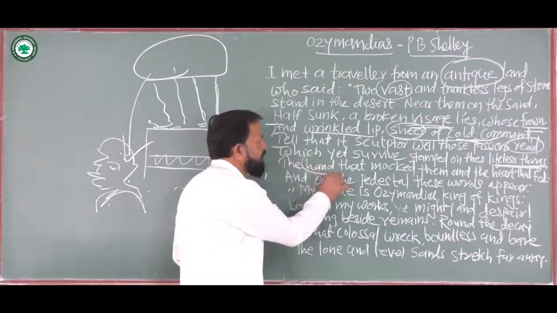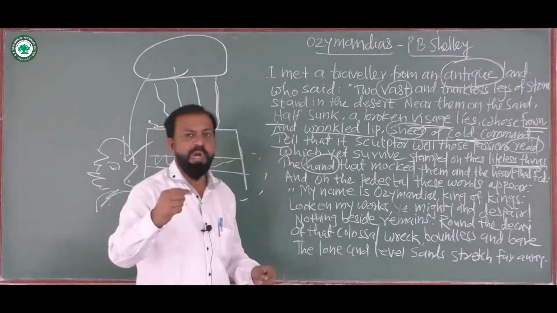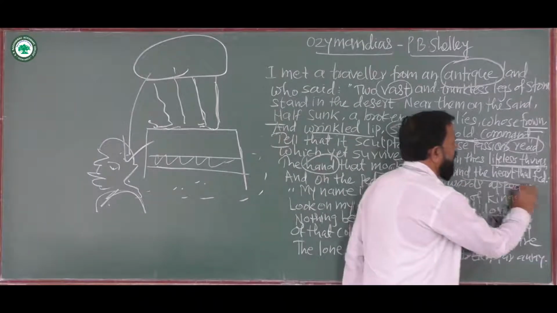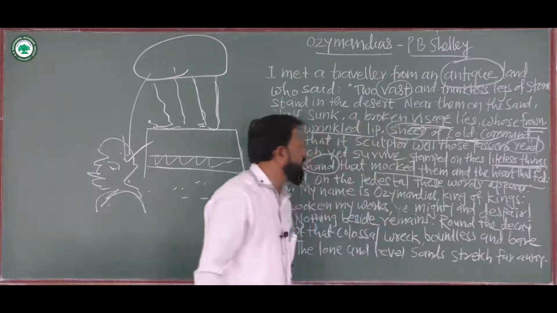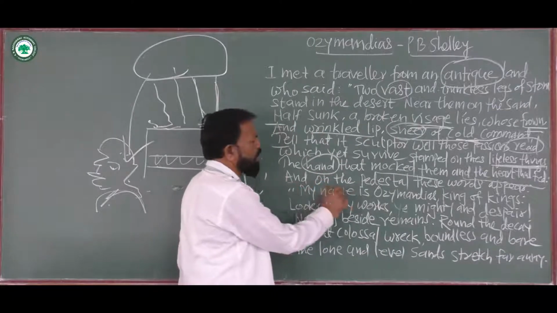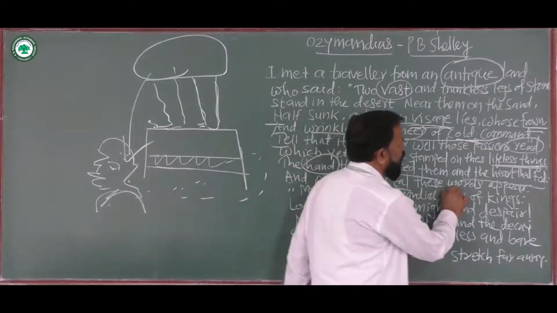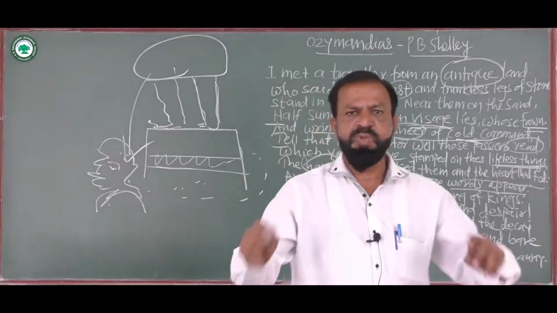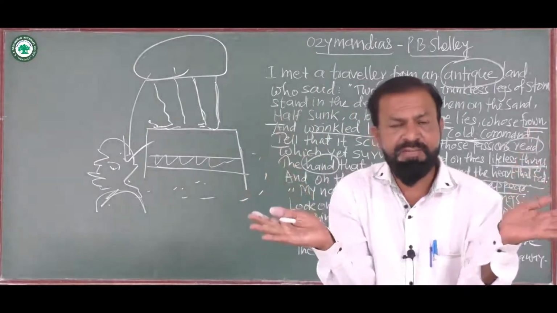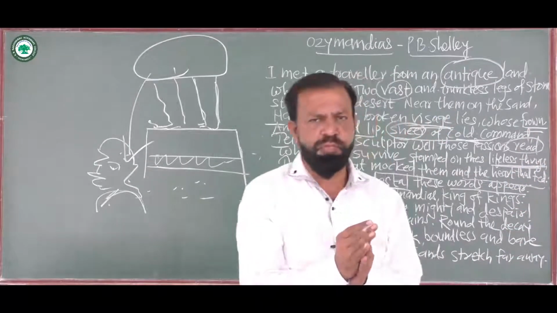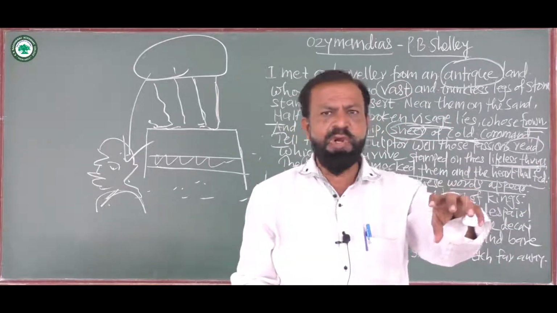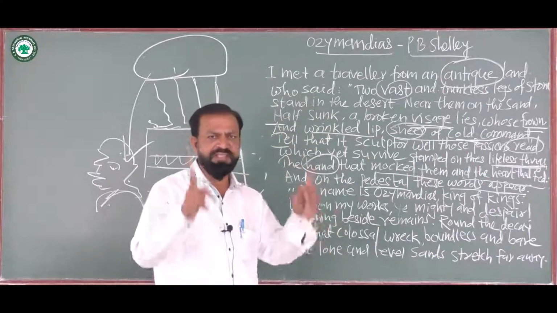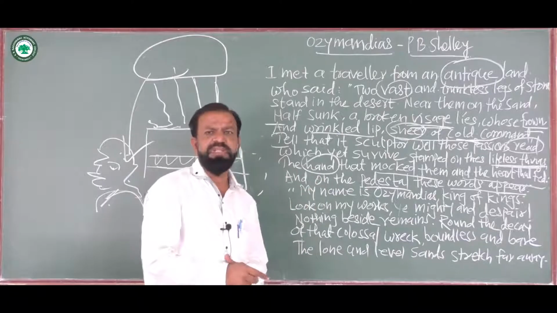The hand, that is the skill of the sculptor, the hand that mocked them, and that heart that fed, and oh, the pedestal, those words appear. Next, the poet says, while describing, this is the description of the statue. That is the identity of the statue, and the present condition of the statue is described in the octave part of this sonnet.